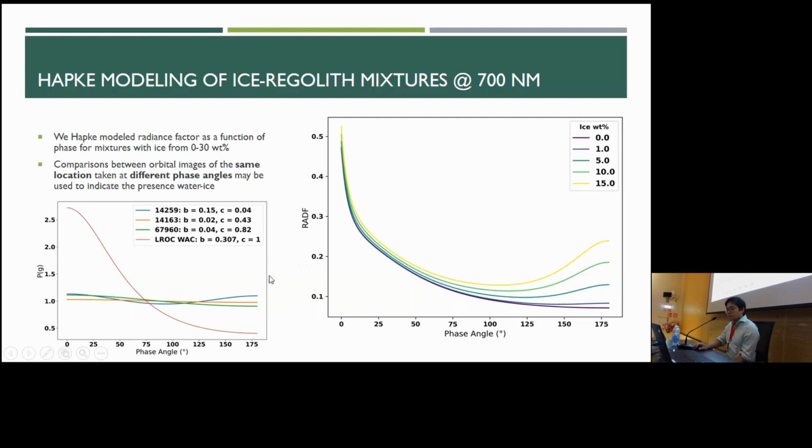One important thing to note is that the LROC-WAC phase function is also very backscattering, as well as the ones we measured in lab. However, the amplitudes of our laboratory phase functions are a lot shallower, potentially due to the fact that we're measuring in the lab and not remote sensing. Still, we believe that comparisons between orbital images of the same location taken at different phase angles may give a new dimension into how we might look for water ice in these sorts of images.